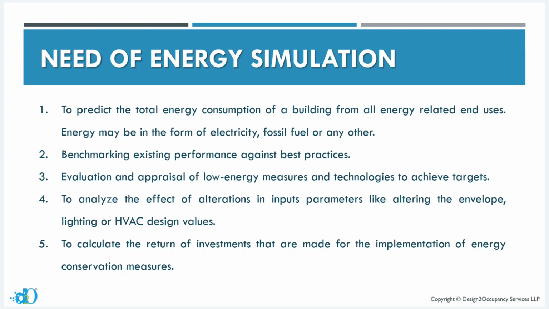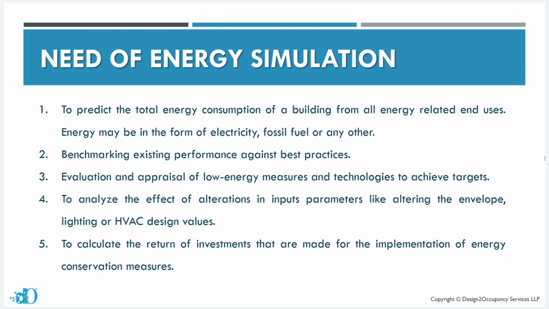The second thing is benchmarking existing performance against best practices. We can make the energy model of existing buildings also, in which we do a calibrated model. In a calibrated model, basically we take the 12 months electricity bill and calibrate the model according to that bill, and it will show us which equipment is taking how much energy and how we can optimize the system. So again, here we are talking about the ECMs, energy conservation measures, and in this way we can make the existing building more efficient.